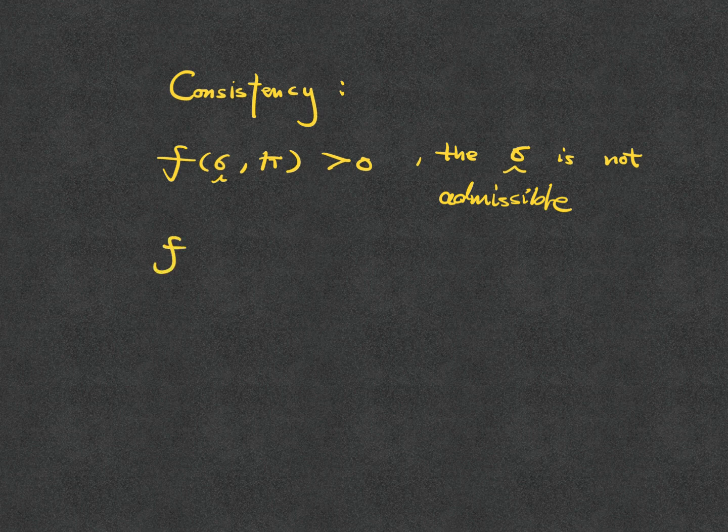Then there is another case where the yield function is equal to 0. In this case, the sigma itself becomes admissible, but the material is yielding.